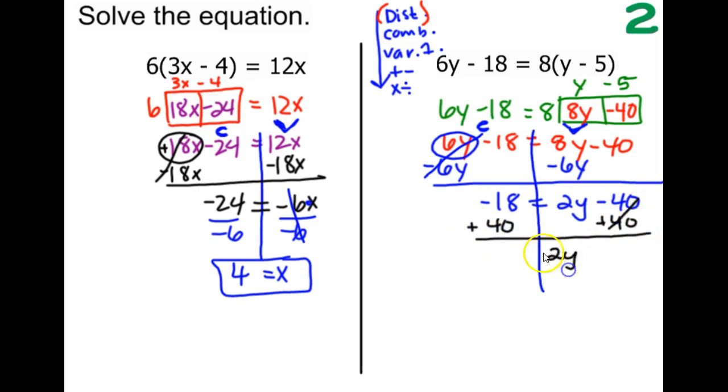We have 2y. And then 40 minus 18, or -18 plus 40. There's more positives. There should be 22 more positives. And then last, the opposite of multiply is divide by 2. So we have y. 22 divided by 2 should give us 11.